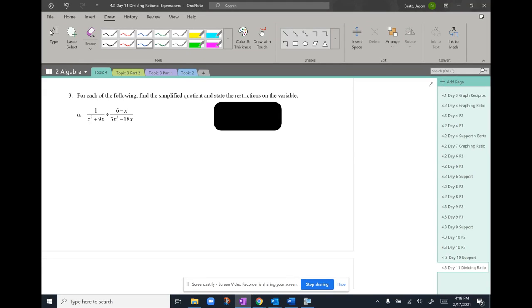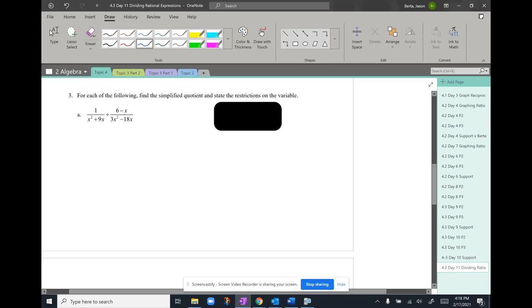The first step I want to do is convert this from a division problem to a multiplication problem by multiplying by the reciprocal of that second rational function. So I'm just going to rewrite the problem as follows. 1 over x squared plus 9x times, and here's where I'm taking the reciprocal of that second function. All right, so now I've rewritten it as a multiplication.